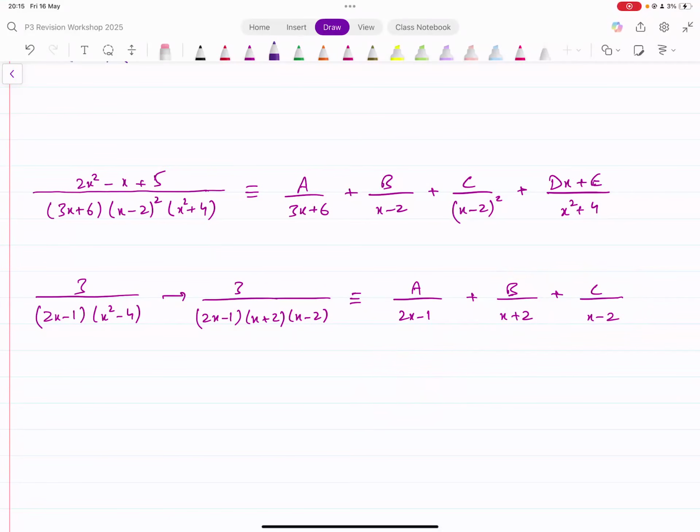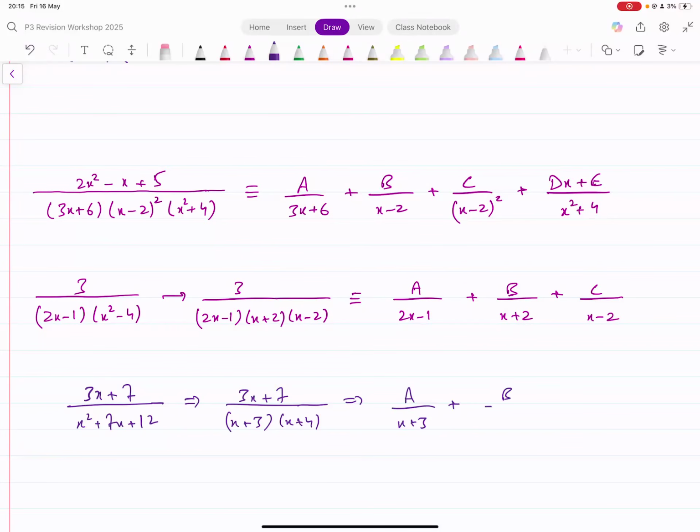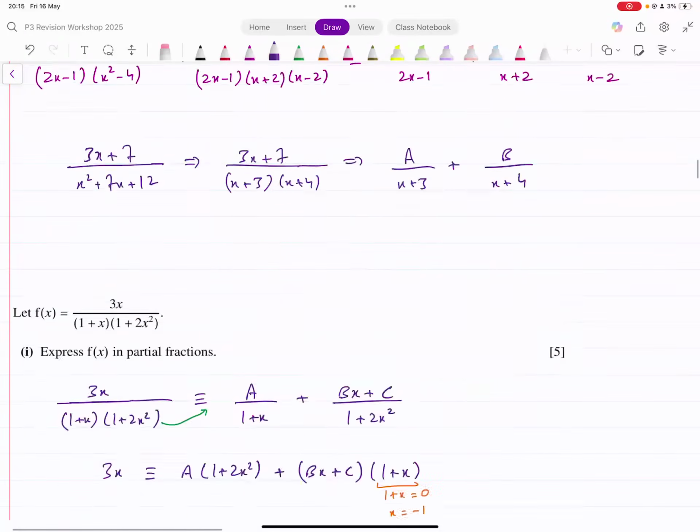Again, in integration later on, you'll also see expressions like these. For example, if you had 3x plus 7 divided by x squared plus 7x plus 12, and they wanted you to find partial fractions for this. Now, in the denominator, there are no factors as such. However, you can actually factorize the denominator, first of all, to write it as x plus 3 into x plus 4. And then you write the partial fractions form as a over x plus 3 plus b over x plus 4. So sometimes it is possible that the denominator is not already factorized. You first have to factorize that and then find partial fractions after that. Okay. Now, this is what happens in proper fractions. These are some examples of that.